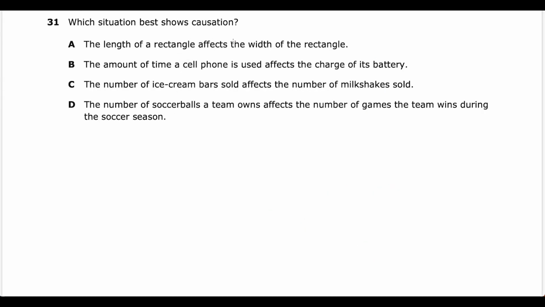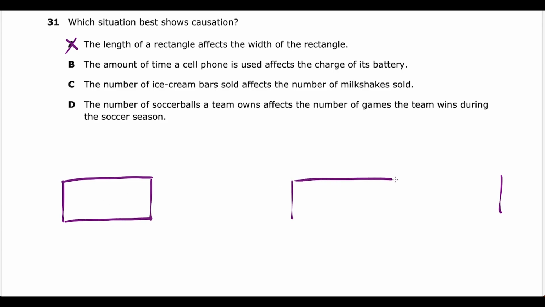All right, question 31 is which situation best shows causation? And I feel like this is really a question of common sense. So here we have the length of a rectangle affects the width of a rectangle. Well, that one's not true. And the reason being is, let's say I have a rectangle that has this width, and then the width is exactly the same in the next rectangle. So notice here, here's the length going across the top and bottom. But now the length is obviously way longer, but notice the width remains intact here. So the length of a rectangle really has no effect on the width.